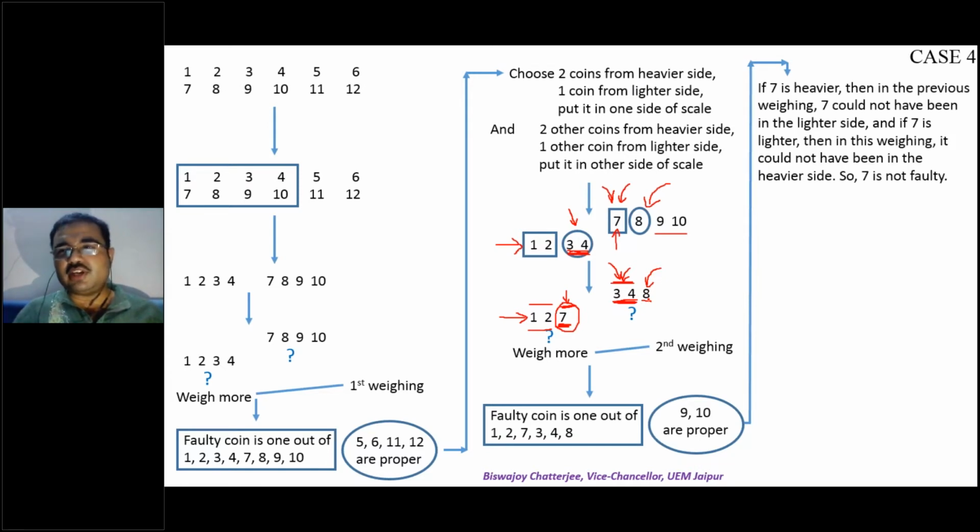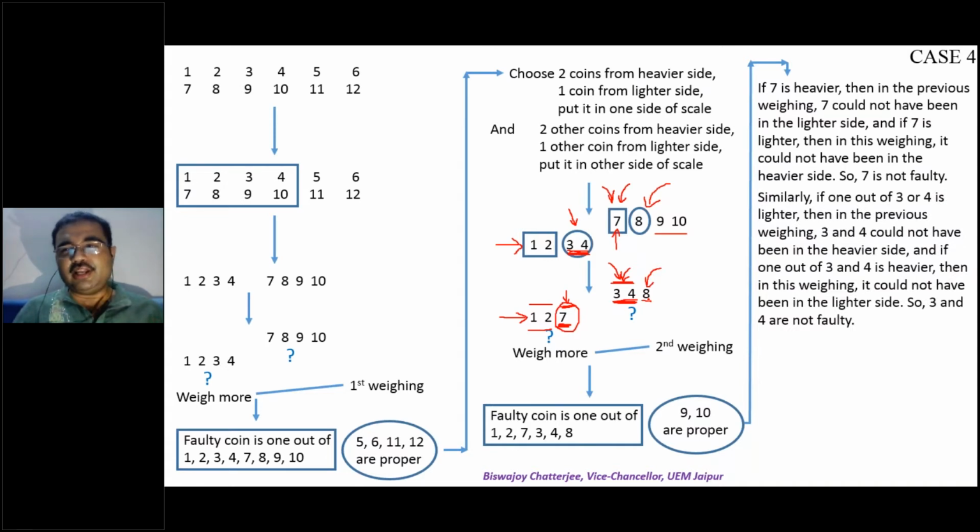If 7 is heavier, then in the previous weighing 7 could not have been on the lighter side, and if 7 is lighter, then in this weighing it could not have been on the heavier side, so 7 is not faulty. Similarly, if 1 out of 3 or 4 is lighter, then in the previous weighing 3 and 4 could not have been on the heavier side, and if 1 out of 3 and 4 is heavier, then in this weighing it could not have been on the lighter side. So 3 and 4 are not faulty.